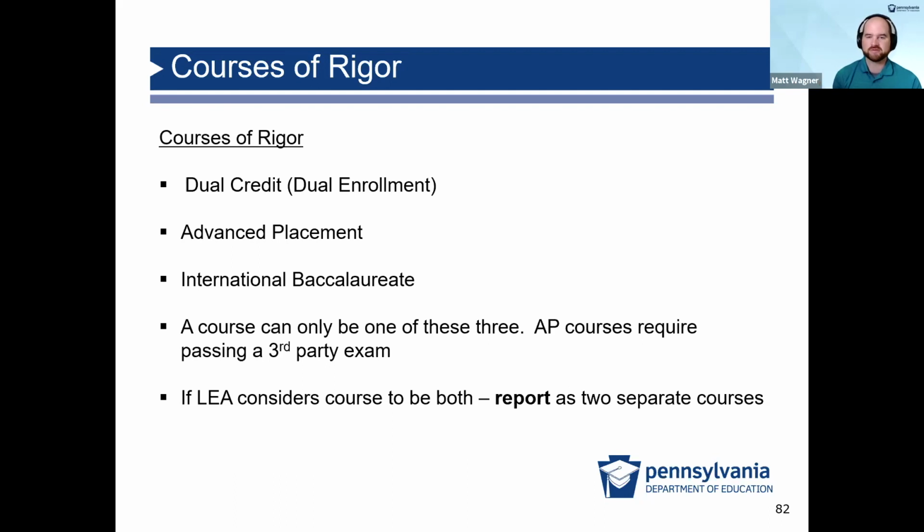And however, the school, if it's either the student paying for the course to be a dual credit course or the school paying, you can't have both of those. If you want to report it, you have to report as two separate courses.